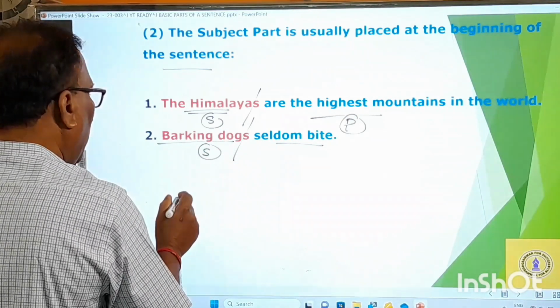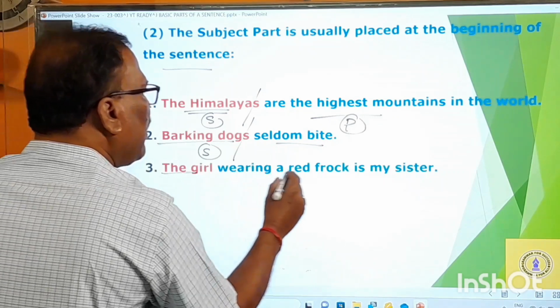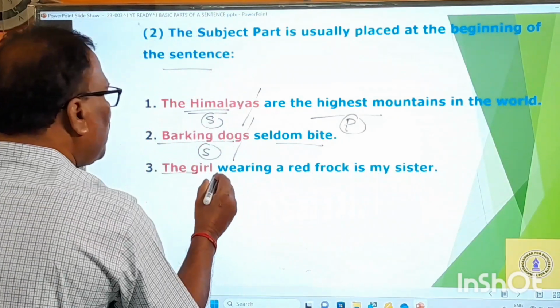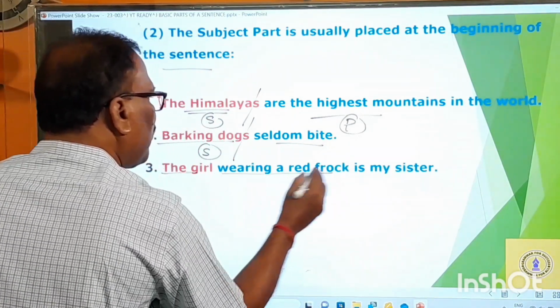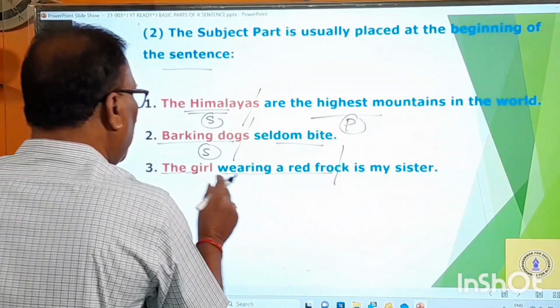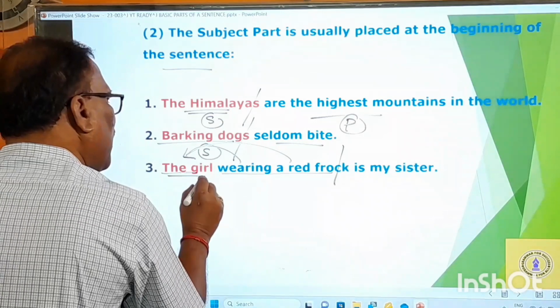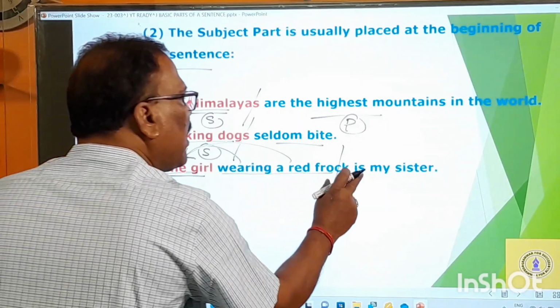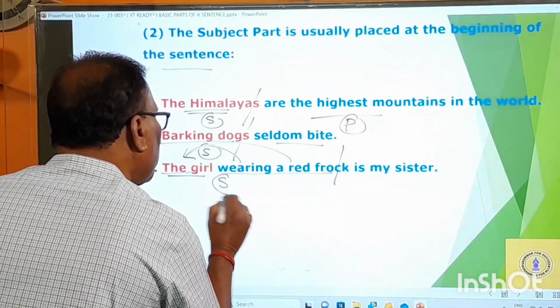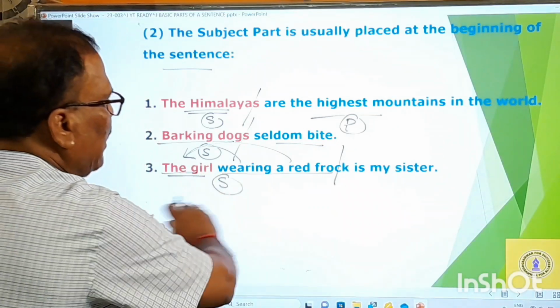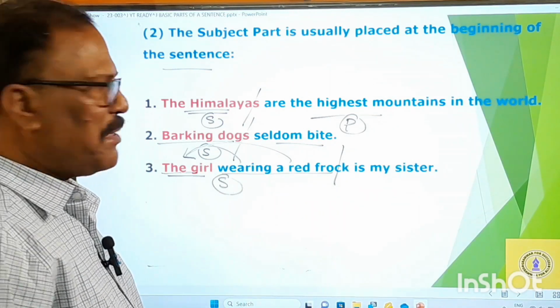Okay, and here, what is that? The girl wearing a red frock is my sister. You see, the girl wearing a red frock, this is the subject part. All these words are describing this girl. So, the girl wearing a red frock is my sister. We are talking about this girl, and therefore this entire part is called the subject part.